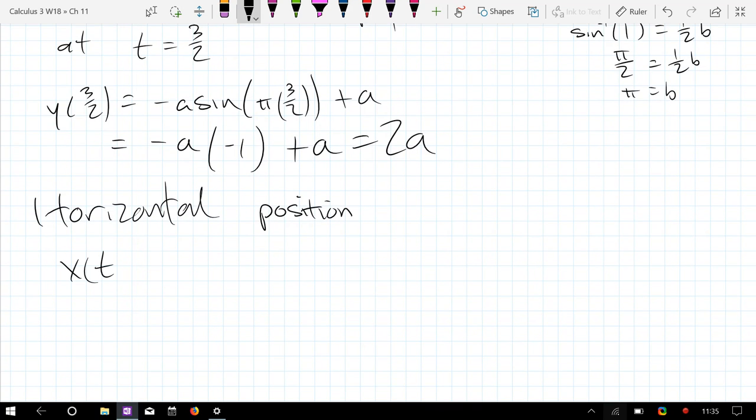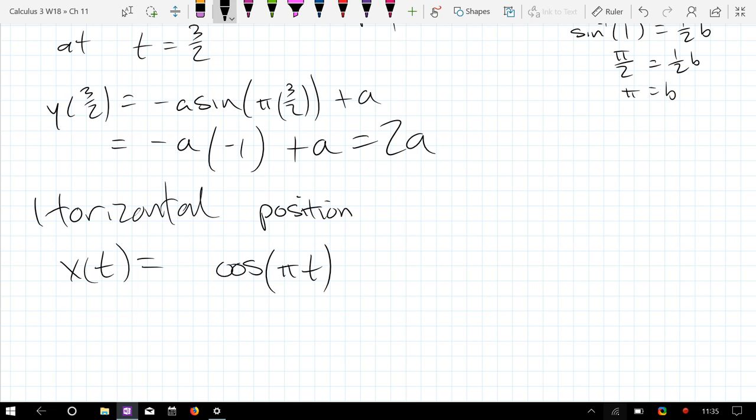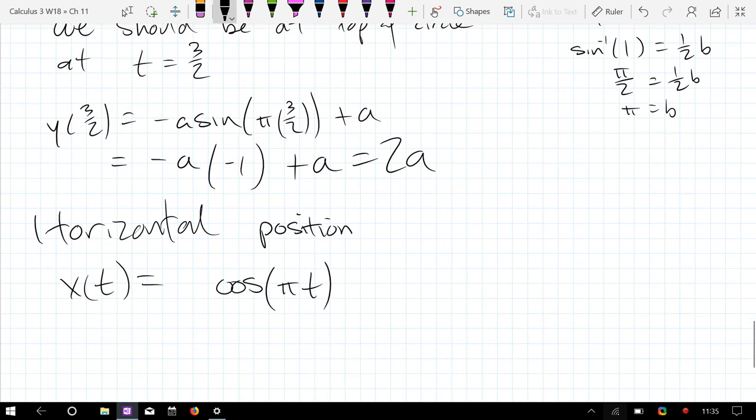So this is going to be our x of t function. Let's hope we can just use the same scaling factor of pi t. That's what we got last time. So there could be a multiple in front, and there could be an offset right there.